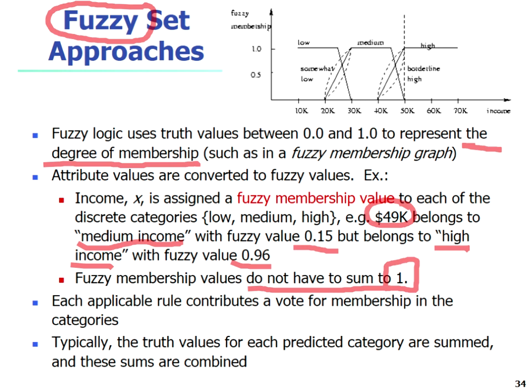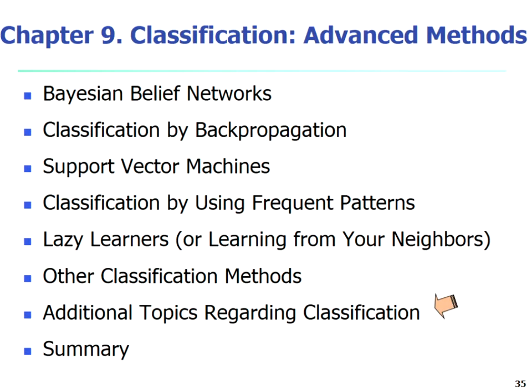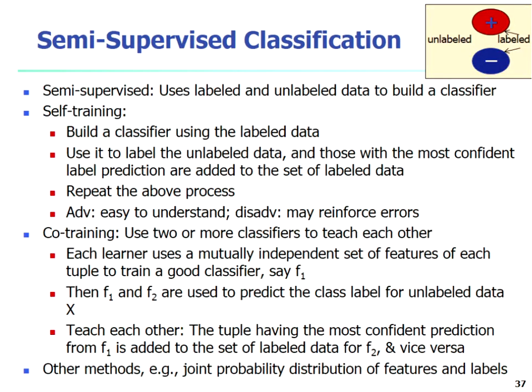For medium income with fuzzy value 0.15 and for high income with fuzzy value 0.96. So fuzzy membership values do not have to sum to 1. Each applicable rule contributes a vote for membership in the categories, and typically the truth values for each predicted category are summed, and these sums are combined. Any questions?